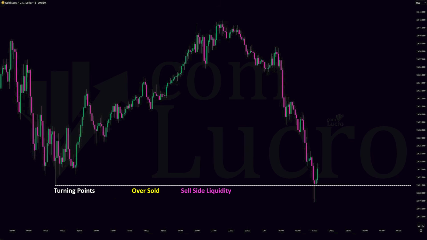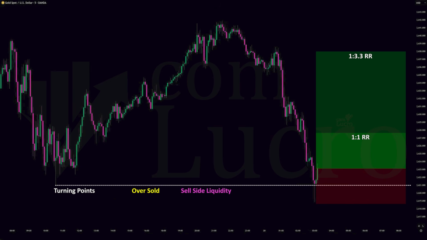This often appears as a sharp spike beyond the turning point, where stop-loss orders are triggered, followed by a strong reversal. After identifying a possible trade, wait for confirmation after the liquidity sweep, such as a strong bullish momentum candle or a change of character in market structure. Then, enter the trade in the direction of the reversal. Place your stop-loss just beyond the liquidity sweep to protect the position from additional unexpected movement.